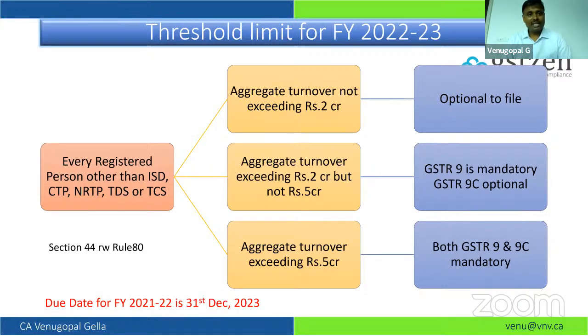While the limit for GSTR-9 is 2 crores, the limit for GSTR-9C is 5 crores. Upon crossing a threshold limit of 5 crores, you will have to file both 9 and 9C. Section 44 read with Rule 80. By when I have to file? By 31st December of this year, you have to file it.